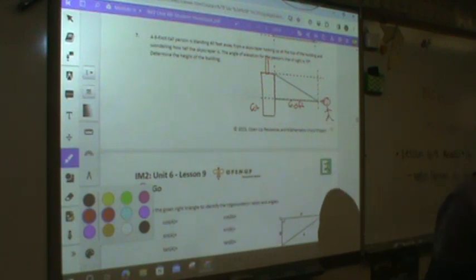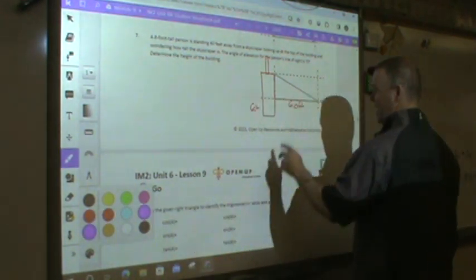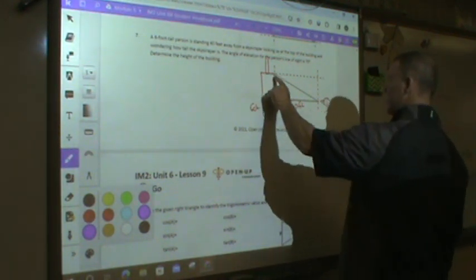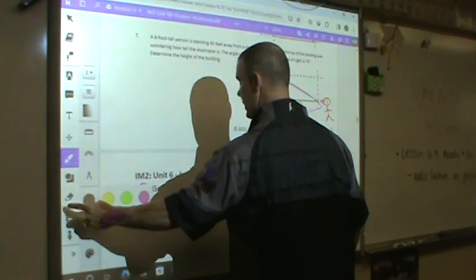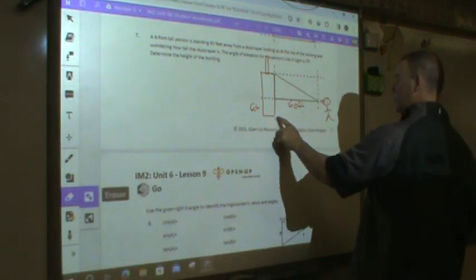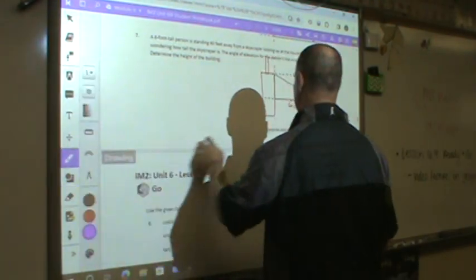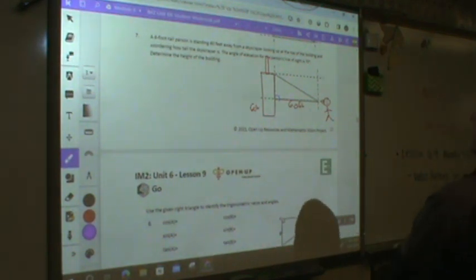Remember, when you look at a building, you don't look down here at the base of it. This would create a triangle like this. That is not a right triangle. I need to do trig. I need to be able to create a right triangle. So you look straight across where that 90-degree angle is. Okay? The angle of elevation for the person's line of sight is 70 degrees.